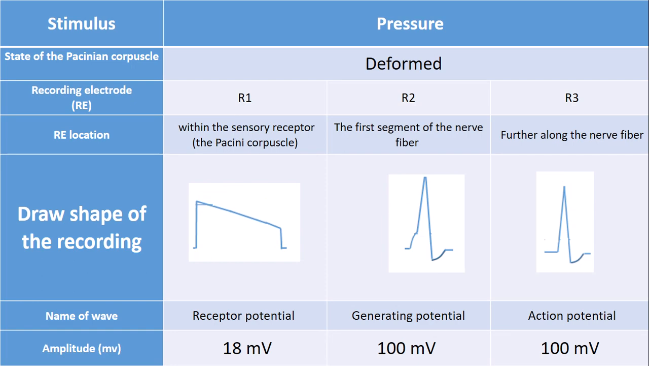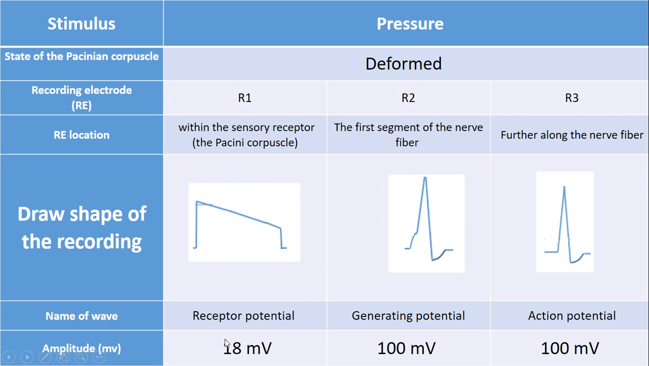So now, after watching the simulation, we can fill in the table. The stimulus is the pressure. The Pacinian corpuscle has been deformed. R1 is located within the sensory receptor of the Pacinian corpuscle and detects this peculiar, new type of wave we've never seen before. R2 is located in the first segment of the nerve fiber and shows this wave, and R3 further along the fiber shows this action potential wave.